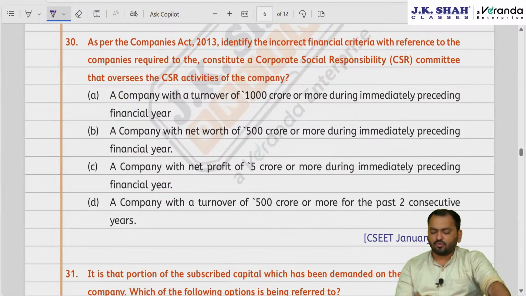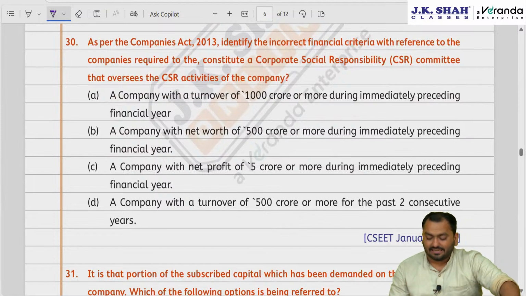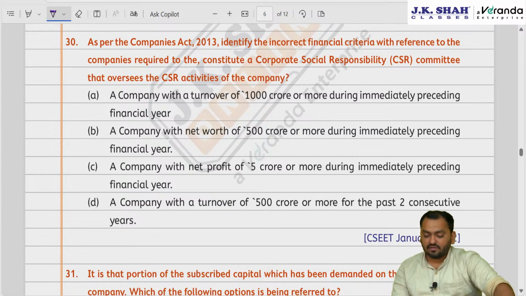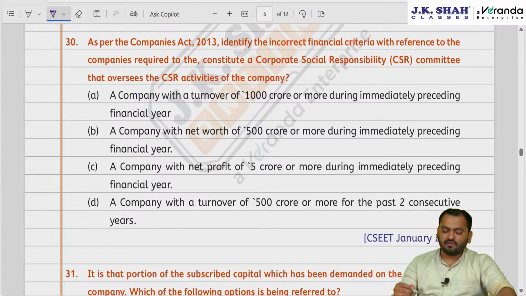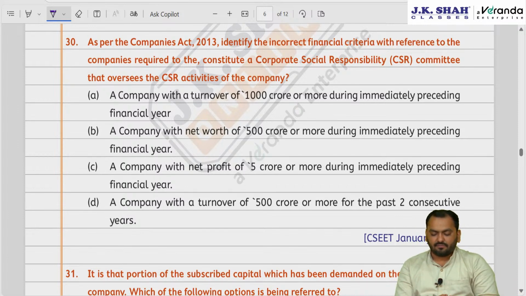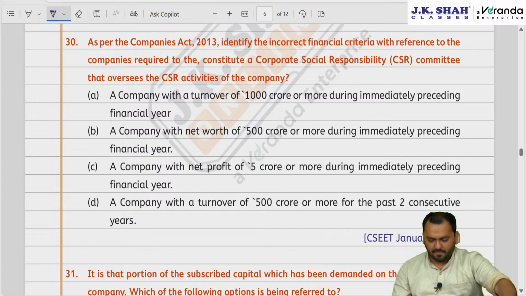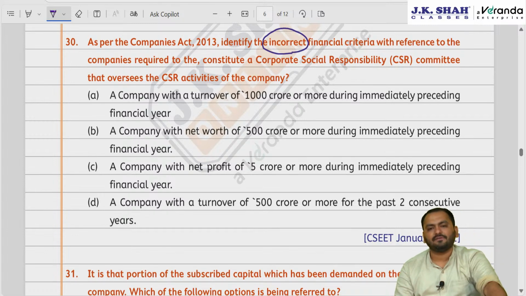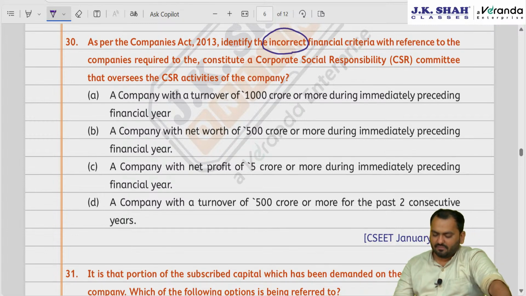As per Companies Act 2013, identify the incorrect financial criteria with reference to the companies required to constitute a CSR committee that oversees the CSR activities of the company. Here we are talking about section 135 subsection 1, that is the applicability criteria for CSR provisions. So we need to find out the incorrect financial criteria. Let's see one by one.